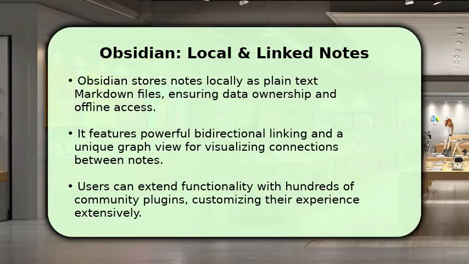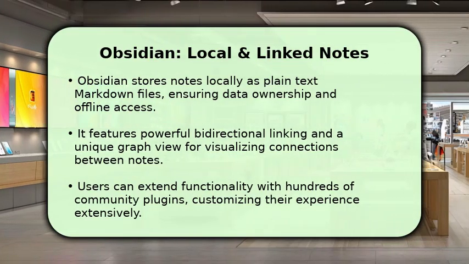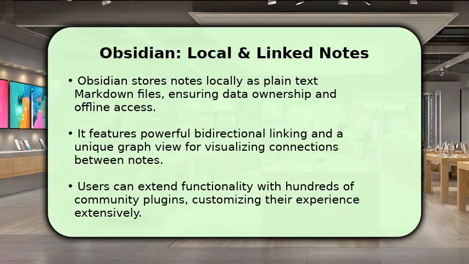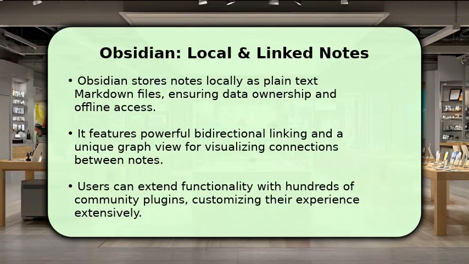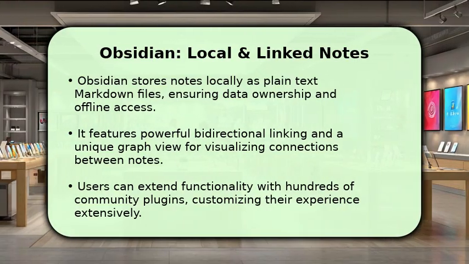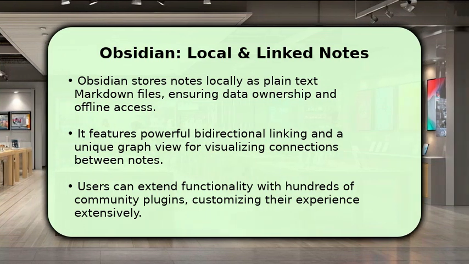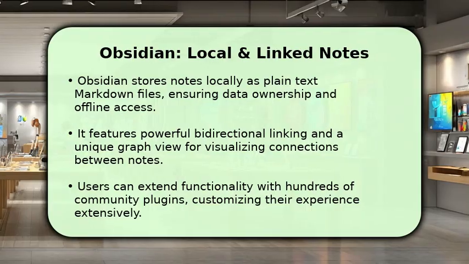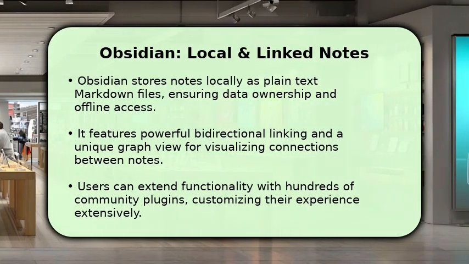Obsidian shines as a powerful local-first knowledge base. Your notes are stored as plain text markdown files on your device, giving you complete ownership and ensuring offline access at all times. Its core strength lies in bidirectional linking, allowing you to effortlessly connect ideas and see relationships through its interactive graph view. With over 500 community plugins available, you can tailor Obsidian to almost any workflow, making it incredibly versatile for deep knowledge work and personal wikis.